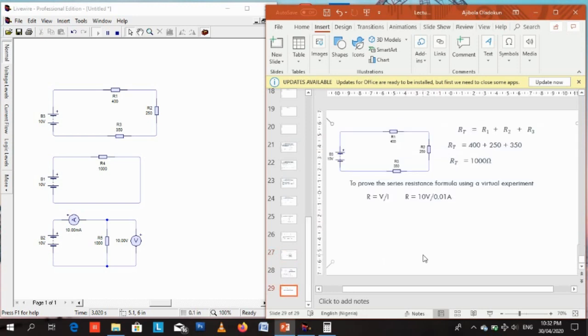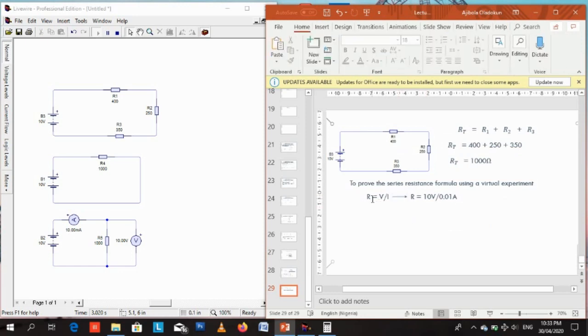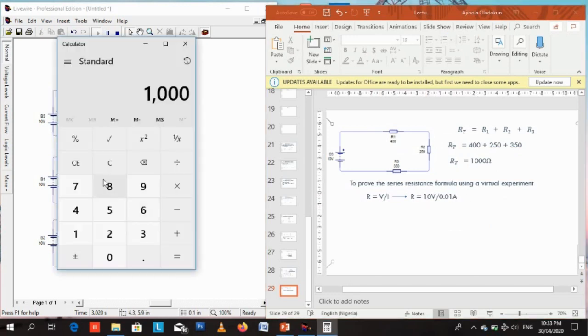Let's get our arrow in just to show that we went from this step to this step: the formula step, R equals V over I, to the substitution step of substituting 10 volts for V and 0.01 amps for I. So 10 divided by 0.01 is 1000. So that means R equals 1000 ohms.